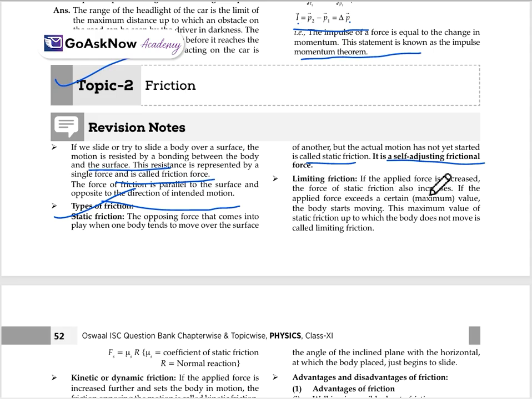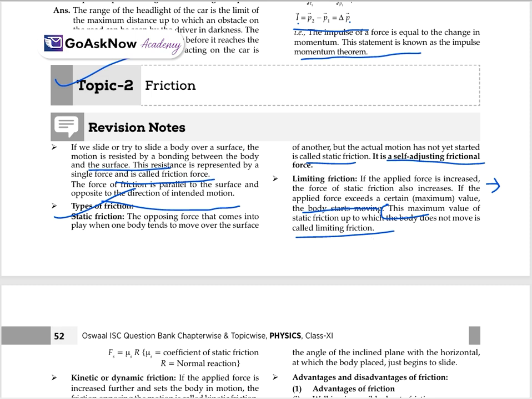Limiting friction: if the applied force is increased, the static friction force also increases. If the applied force exceeds a certain maximum value, the body starts moving. The maximum value of the static friction up to which the body does not move is called limiting friction. In very easy language, that is the maximum value of static friction up to which the body does not move.